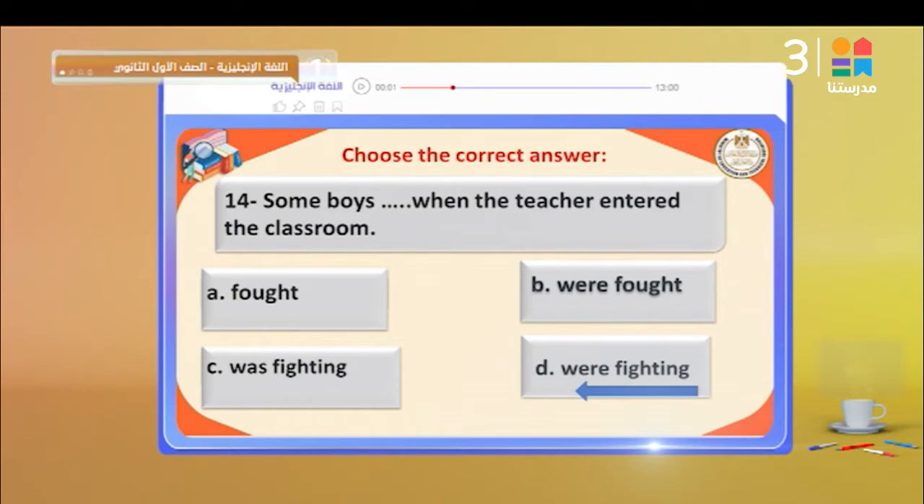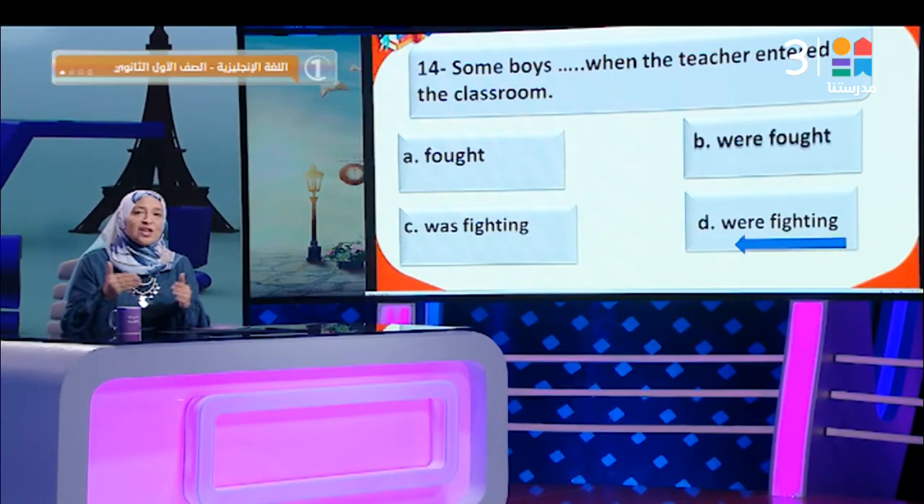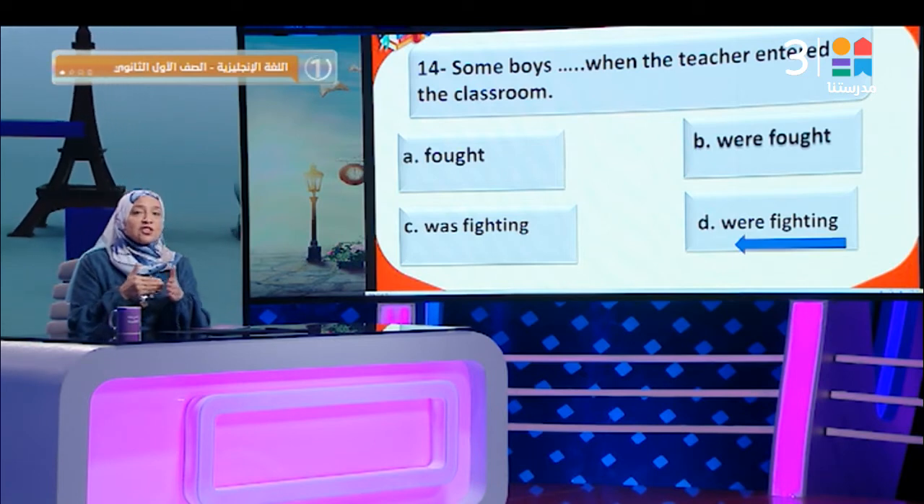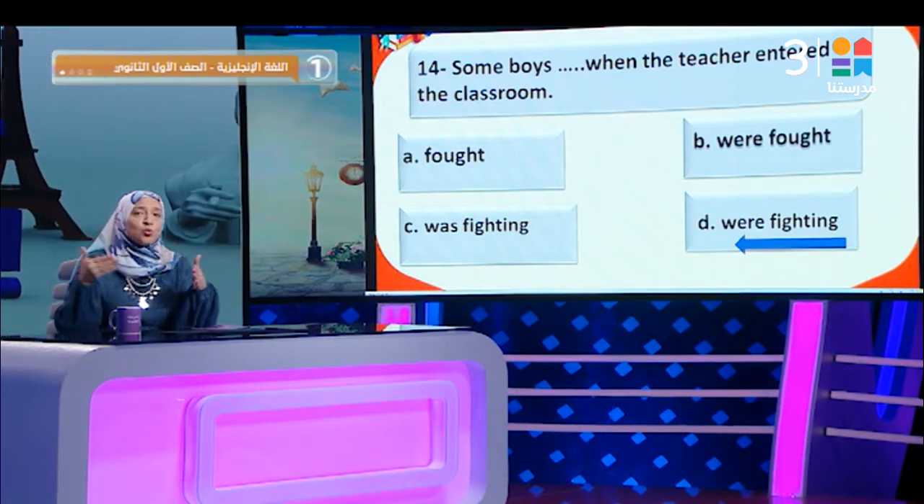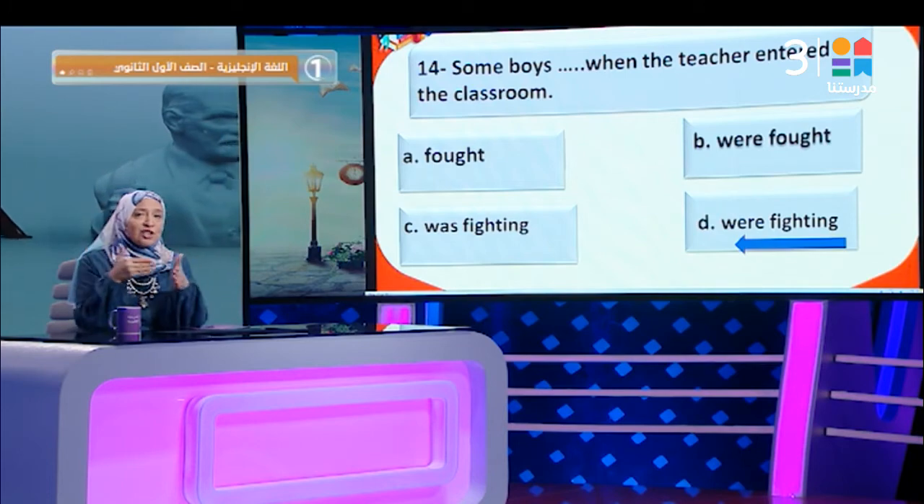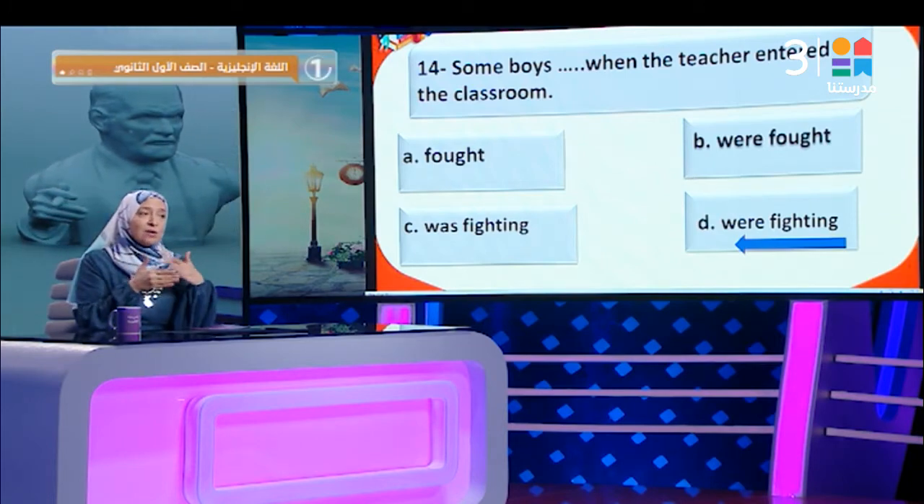Question number 14. Some boys when the teacher entered the class. طبعا هنا احنا بنقول some boys were fighting. طب ليه انا اخترت الباست continuous؟ علشان الباست continuous بيعبر عن action was in progress when another action interrupted it. The children were making noise when the teacher entered. So when the teacher entered, they stopped making noise. They were making noise and they were in progress of making noise. So we choose the past continuous. They were fighting when the teacher entered the class.